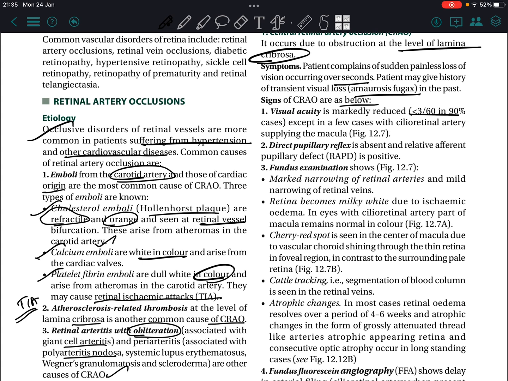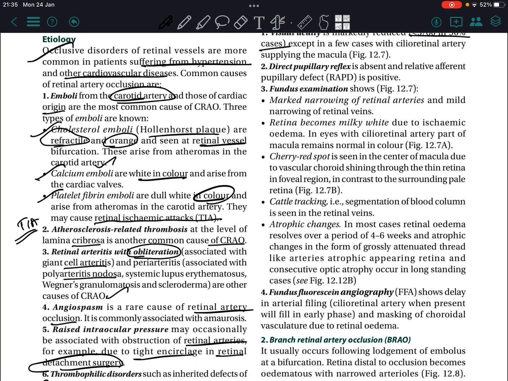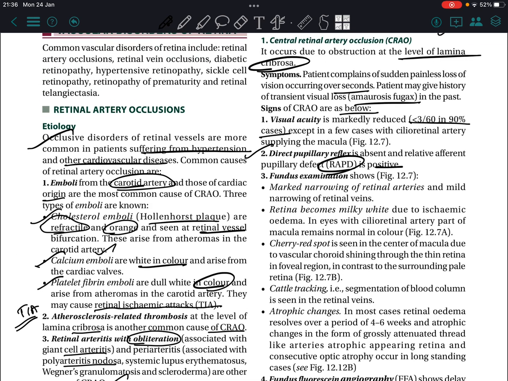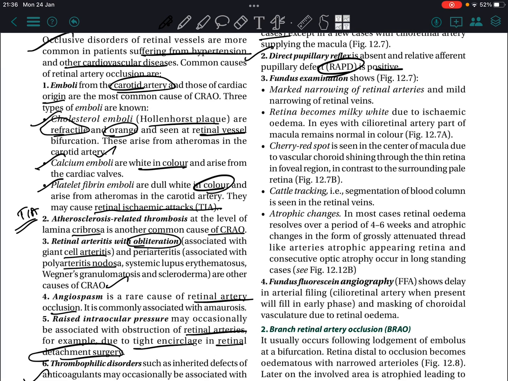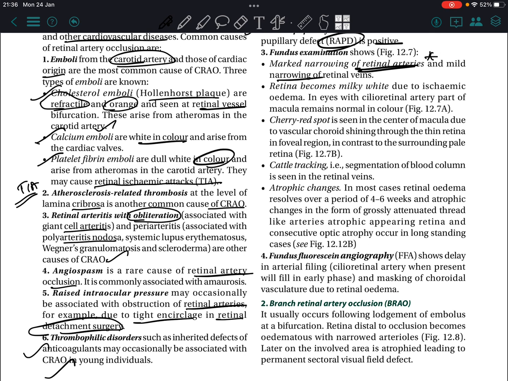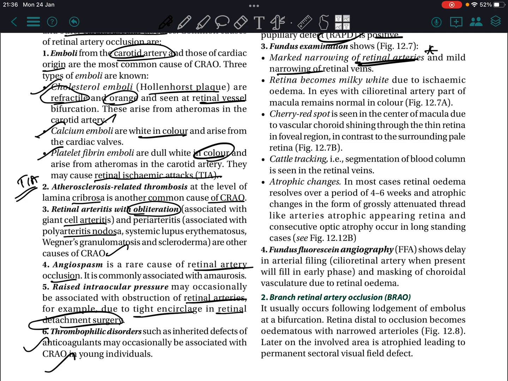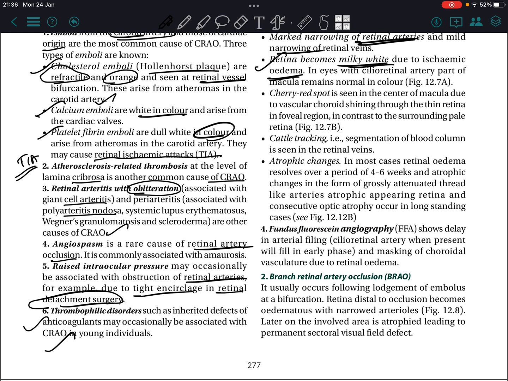Visual acuity is markedly reduced, less than 3/60 in 90% of cases, except in a few cases with cilioretinal arteries supplying the macula. Direct pupillary reflex is absent and relative afferent pupillary defect, RAPD, is positive. Fundus examination: marked narrowing of retinal arteries and mild narrowing of retinal veins. The retina becomes milky white due to ischemic edema, while part of the macula remains normal in color.